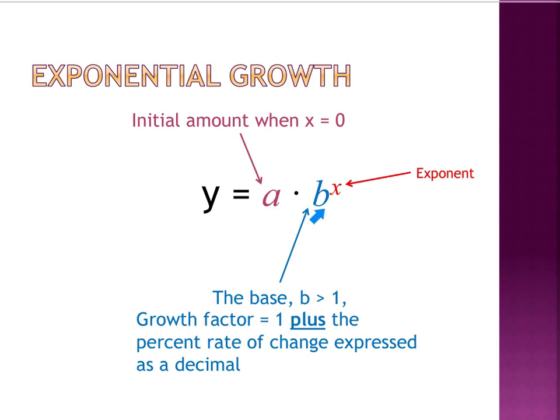And then here, this is the base. B has to be greater than 1. Growth factor equals 1 plus the percentage rate of change expressed as a decimal. So that's right here, that's important to note. And again, obviously the exponent, that creates the growth function. It's important to note you should memorize what this looks like. Knowing this is really, really, really important.